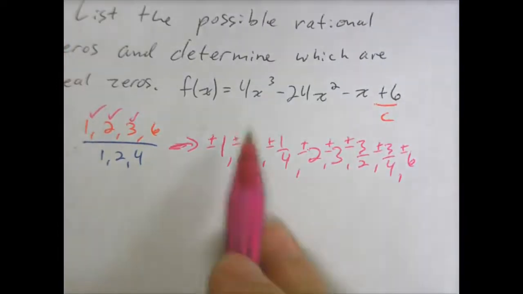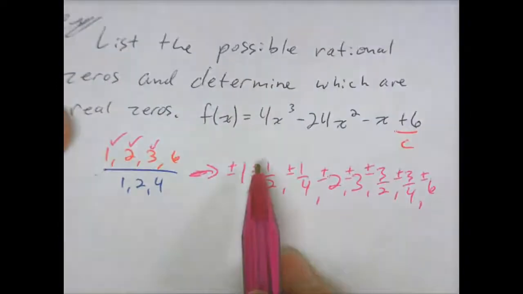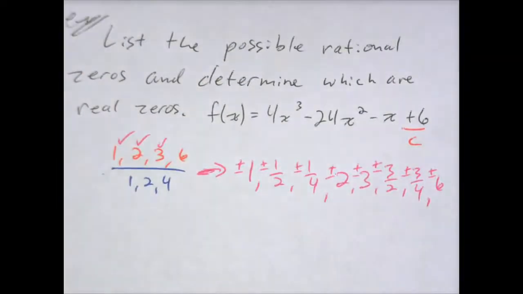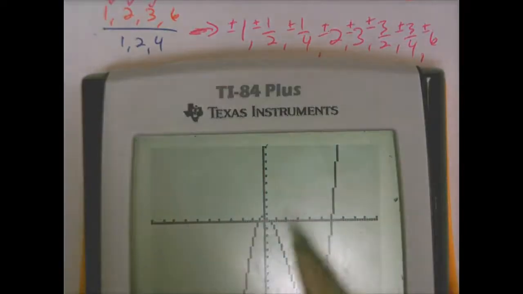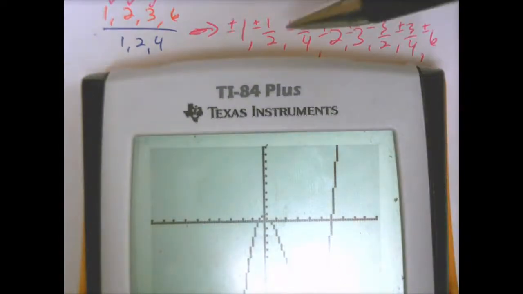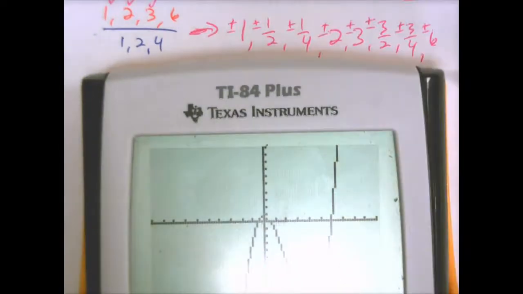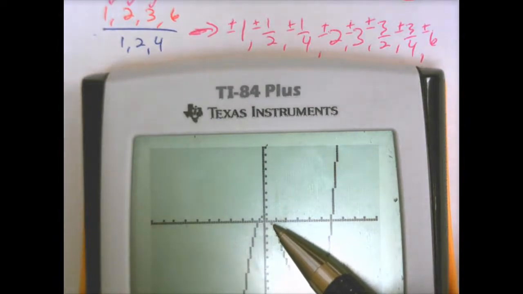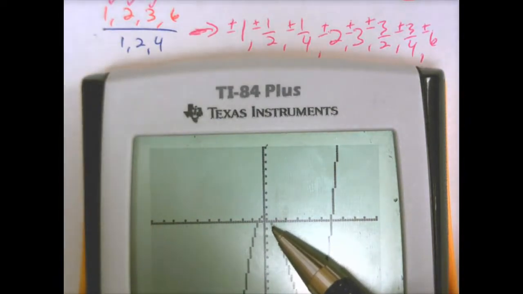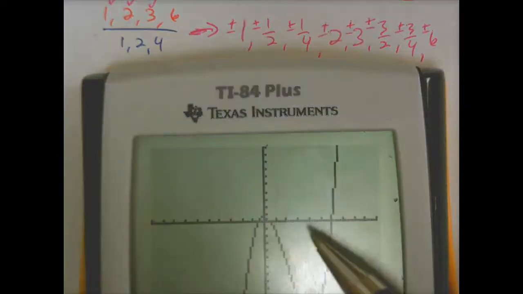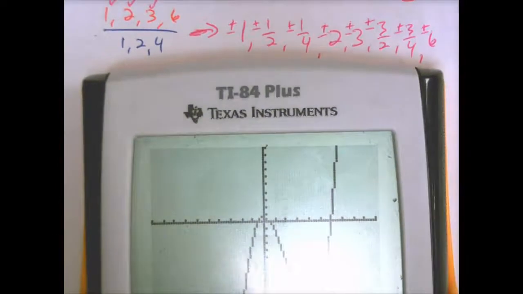Okay, and then to determine which are real zeros, we'll have a calculator for this one. Okay, when we graph this, that looks like it's about negative one half, which is one of our options, negative one half. That looks like it might be about one third or one fourth. I'm not sure, so I'm going to calculate the zero so I can test that one. Actually, it should be one fourth because we don't have one third as an option. And then it looks like 6, so that one should work as well.